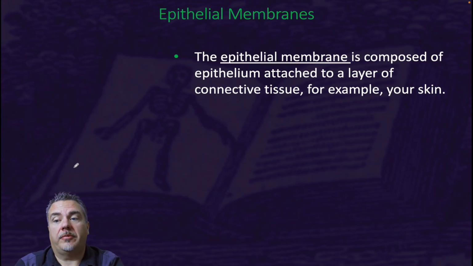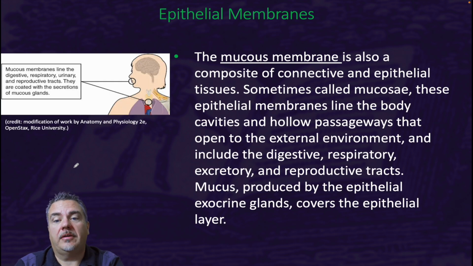The epithelial membrane is composed of epithelium attached to a layer of connective tissue, for example, your skin. The mucous membrane is also a composite of connective and epithelial tissues, sometimes called mucosae. These epithelial membranes line the body cavities and hollow passageways that open to the external environment and include the digestive, respiratory, excretory, and reproductive tracts. Mucus produced by the epithelial exocrine glands covers the epithelial layer.